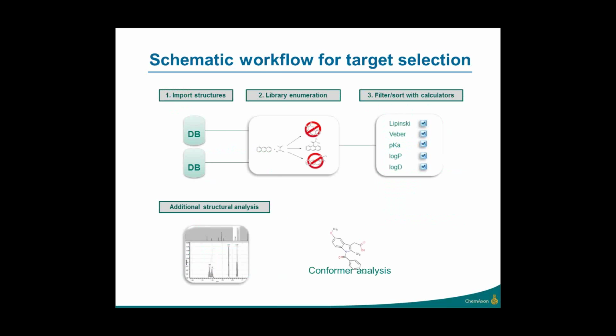Before I jump to the live demo, I want to describe briefly what I will do in Instant JChem. I will import structures from my local database, and I will use those structures as reactants to enumerate a library. I will use those products to calculate physicochemical properties and filter and analyze them. Later on, I will show you additional structure analysis options, for example, 3D alignment or NMR prediction. So let's jump to Instant JChem.